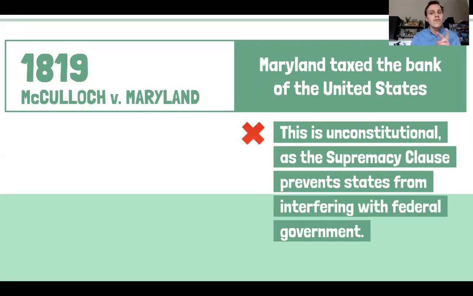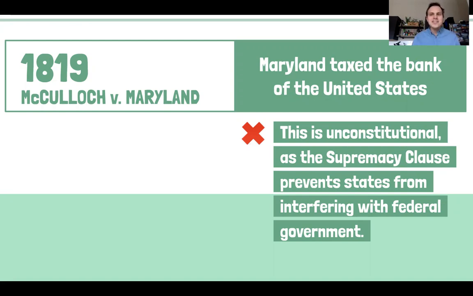And it was unconstitutional for two particular reasons. The first being the Supremacy Clause. The Supremacy Clause prevents states from moving up the ladder. We have at the top the Constitution. The next rung below on the ladder is federal law, and the lower rung is state law. States cannot interfere with, of course, the Constitution, but also with federal law. And by taxing the Bank of the United States, Maryland was trying to interfere with the federal policy.